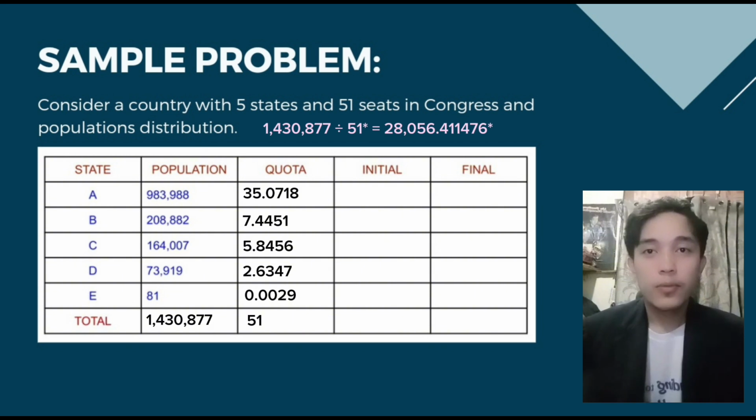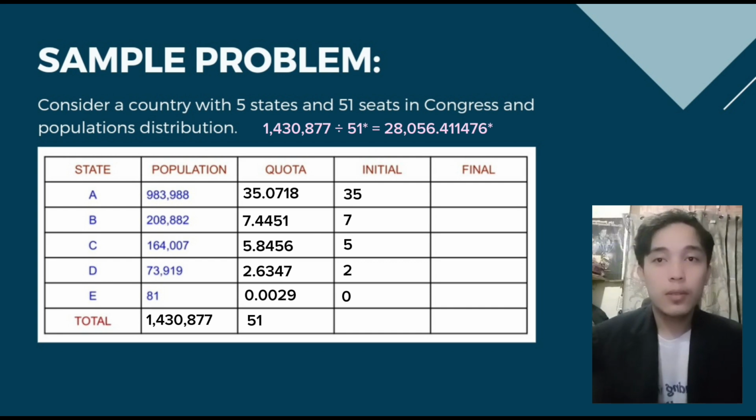Now let's move on to the initial apportionment in Congress. Let's remove the decimal parts of the quotas, so State A will receive 35, State B receives 7, State C receives 5, State D receives 2, and State E receives 0. Then we have a total of 49 seats.